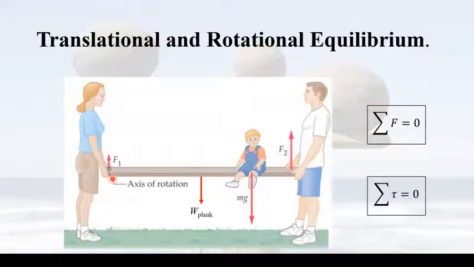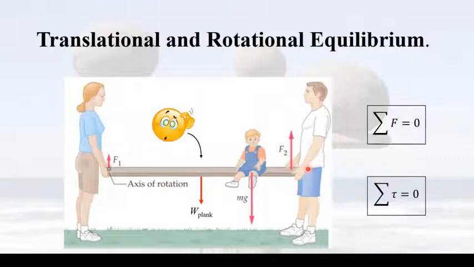Then how about F1? F1 is a force exerted on the axis of rotation. Therefore, its torque is already equal to 0. You don't even have to determine whether it is positive or negative torque because it is equal to 0.